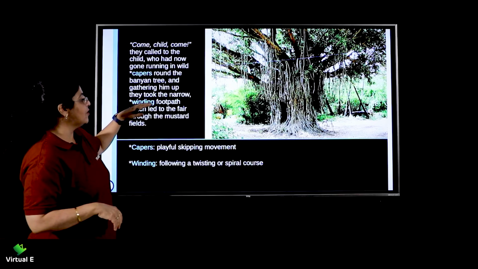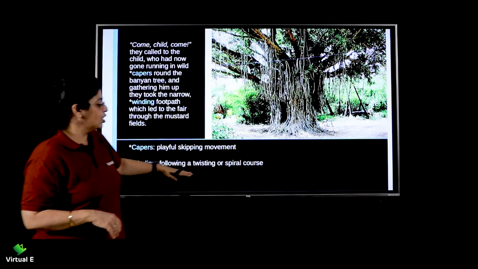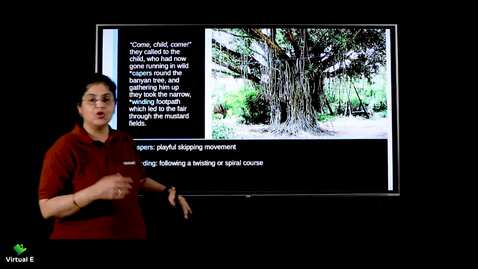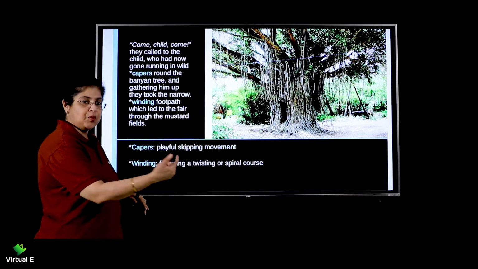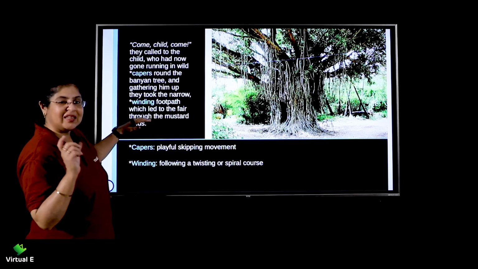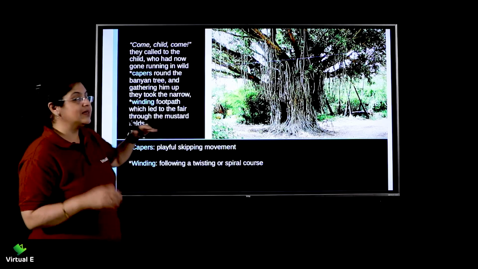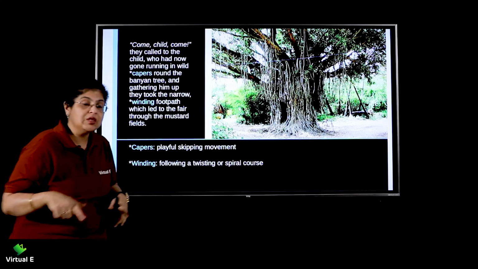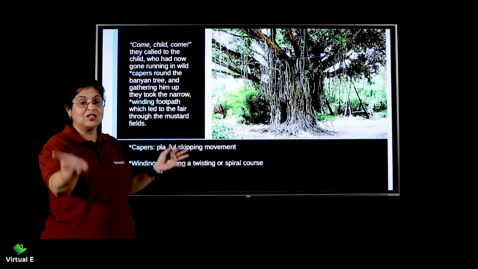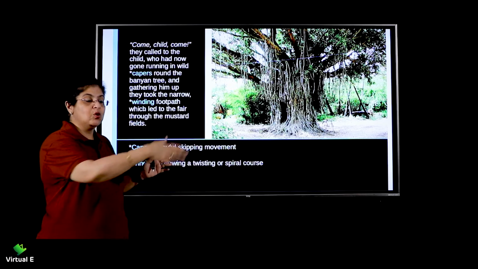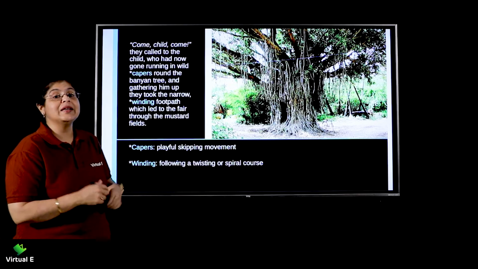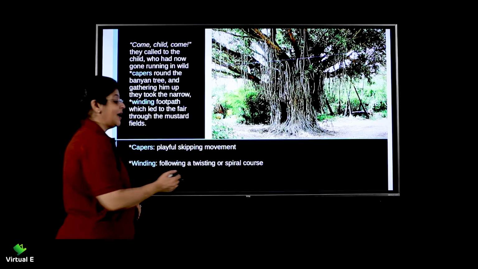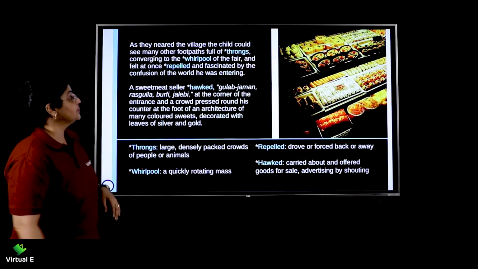They took the narrow winding footpath, following a twisting or a spiral course. It was a narrow winding, there was a small turn. It was very narrow, it was very thin, which led, now that road led to the fair through the mustard field. There were fields over there, and through that the road was passing, and it was leading them to the fair where they actually were going.